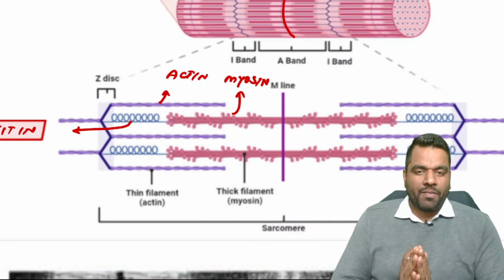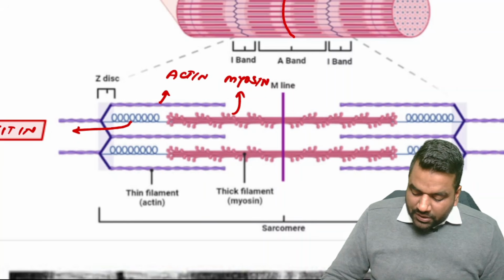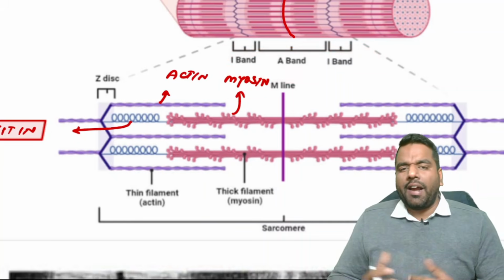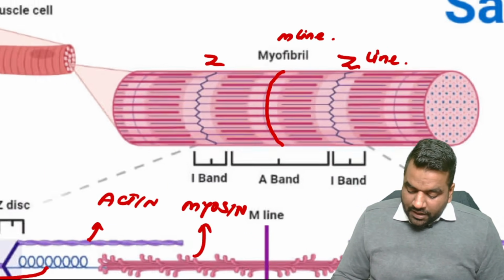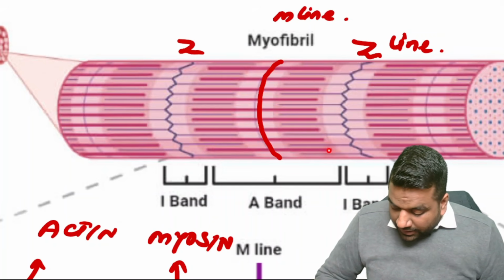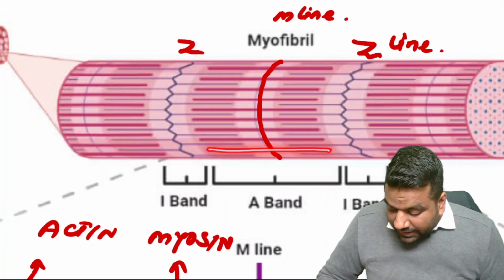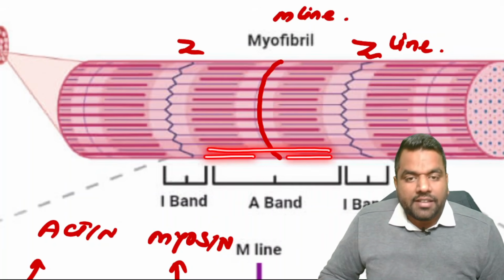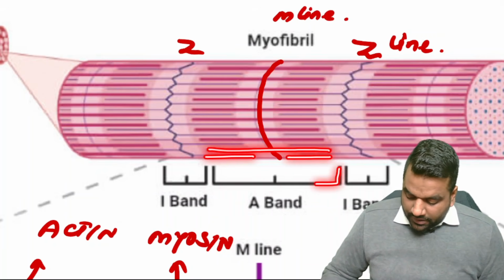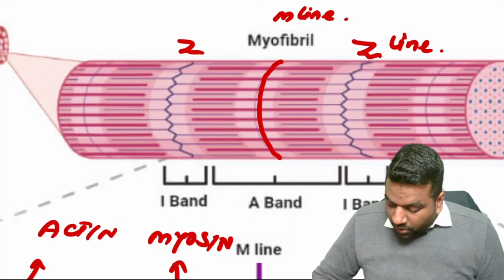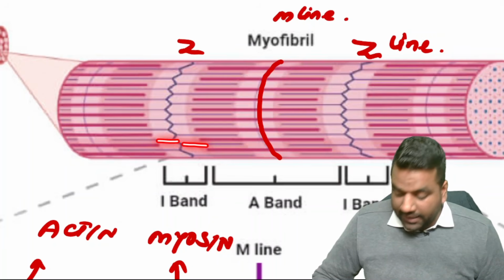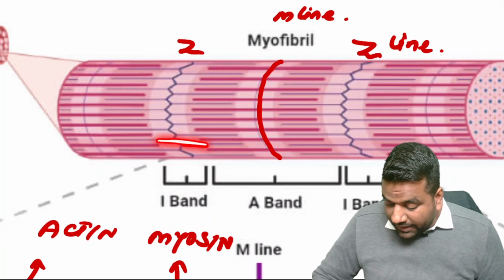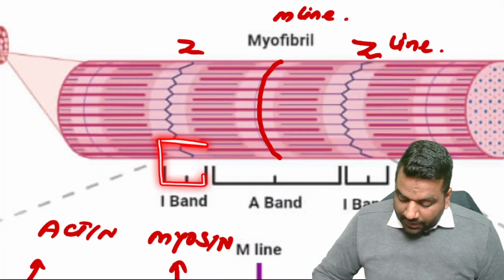Now please pay attention. There are some special bands in this sarcomere, which we call the I band, A band, or also the H zone. The area where the myosin and the actin are both present, we call the A band. But the area where there is only the actin, and in another sarcomere there is only the actin, combined these both actin areas we call the I band.